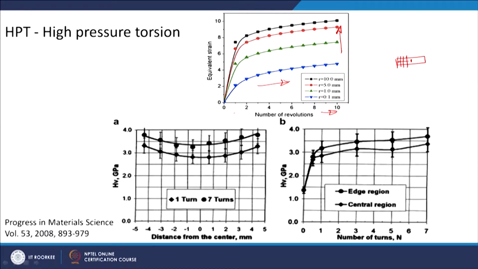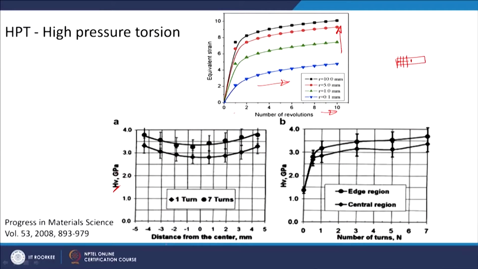As in the earlier conventional processes we saw, there is a strain distribution in the material. Similarly, here you will have a large strain distribution, and the effect of that can also be seen on the hardness value. The hardness values are shown here in gigapascal against distance from the center in mm. Where the strain is minimum, the hardness is also minimum, and as you go away from the center, the hardness increases because strain is more, as you can see in the first graph.